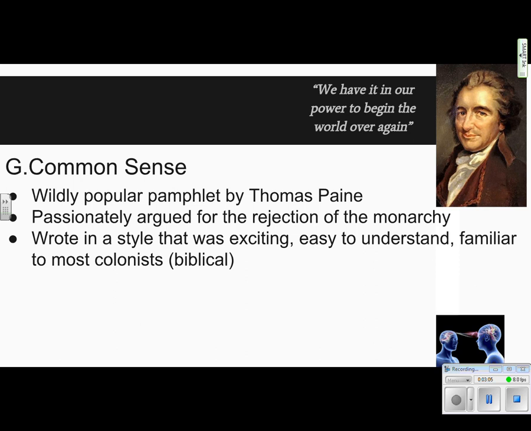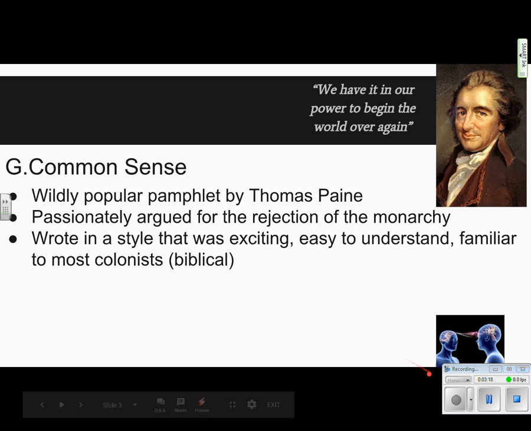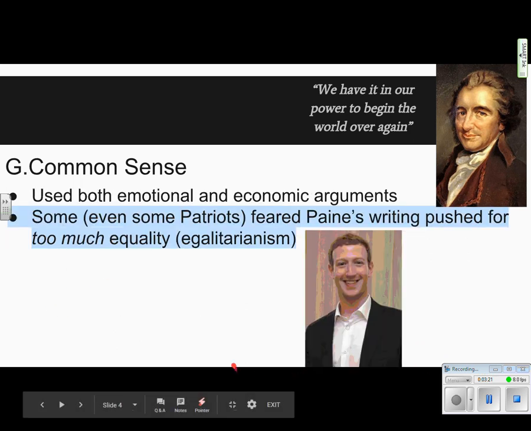Not many people went to college back then. Not many people graduated from high school back then. So you had to write in a way that was easy for a lot of people to understand. And one of the ways he did it is he wrote it using some images from the Bible, which a lot of Americans at the time had read, or a lot of colonists, I should say.